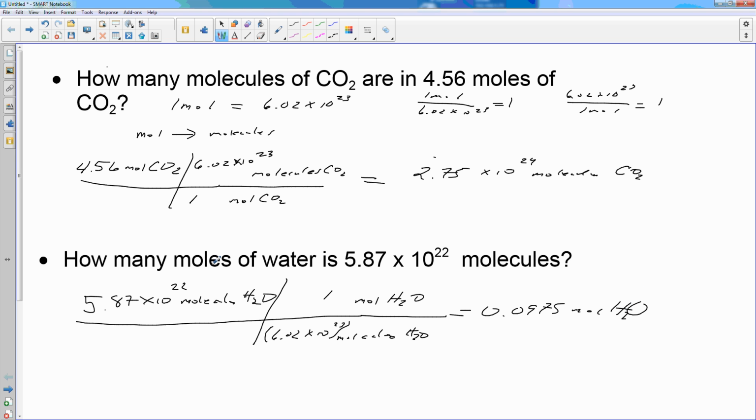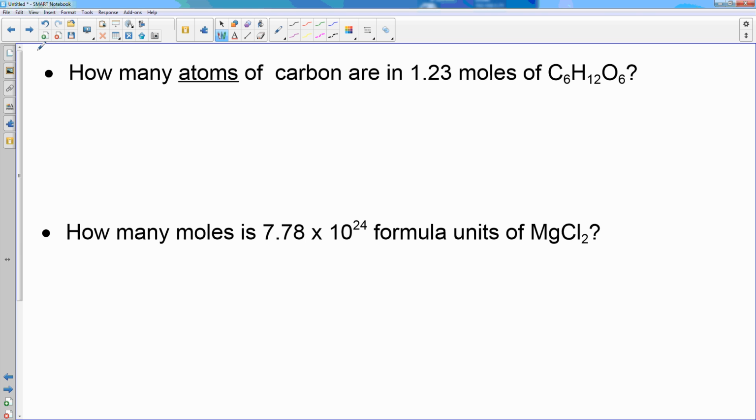All right, and with that, we see that our answer is less than 1. It does make sense, and so we can be satisfied that that's probably the correct answer. Also, we notice that our units cancel here, and we're left with moles of H2O, which is what we're trying to seek. All right, now we can go to the next problem.